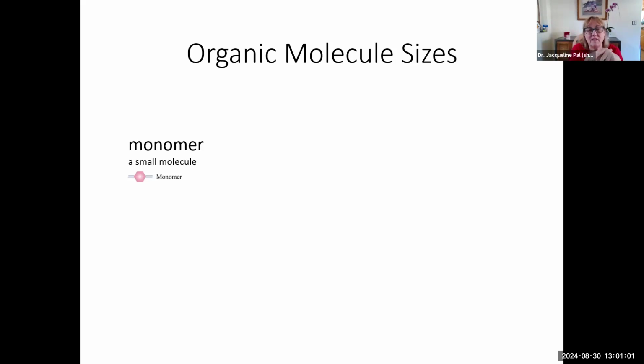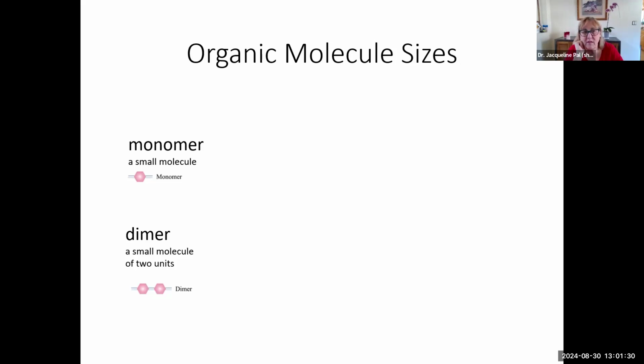Molecules come in lots of different sizes. Sometimes it's just one of something. That's called a monomer. Smallest form, just one of it. Sometimes we put two things together, and it's called a dimer, like a bicycle has two wheels. That would be a dimer.